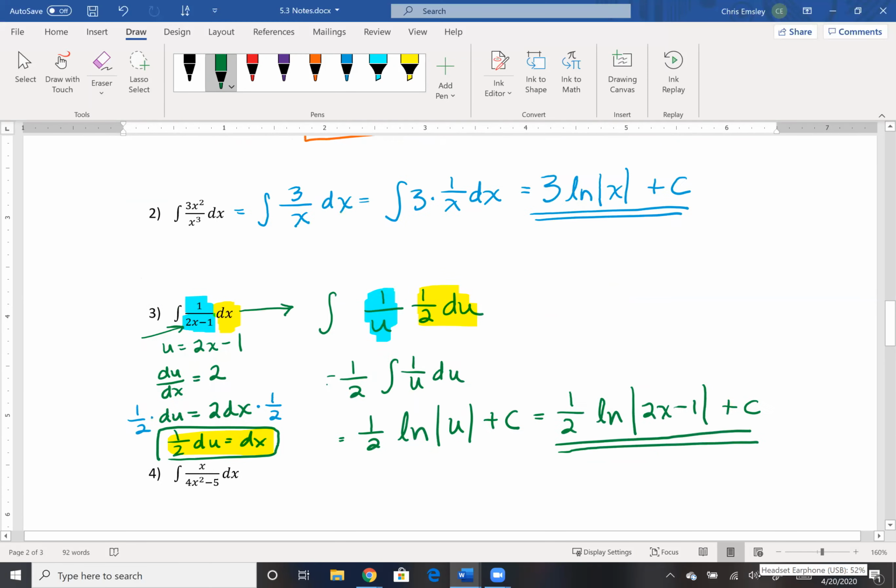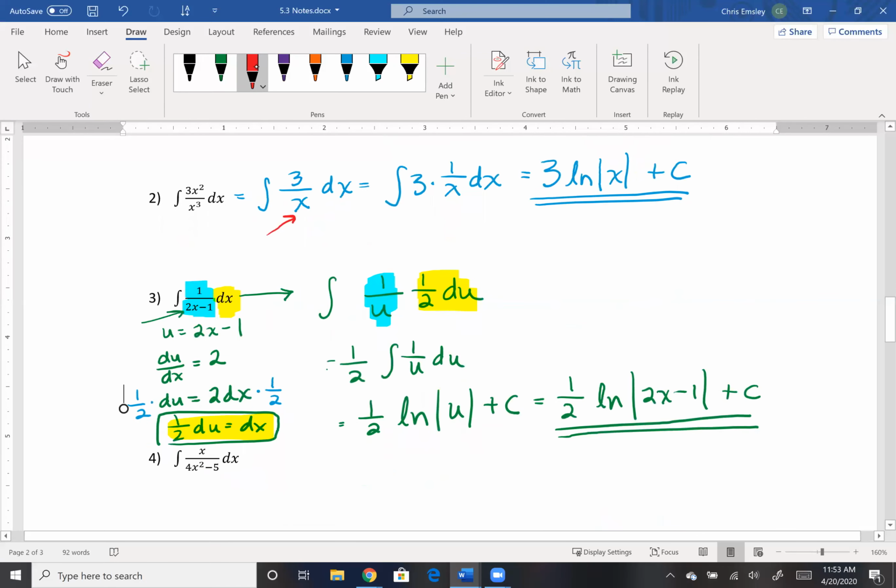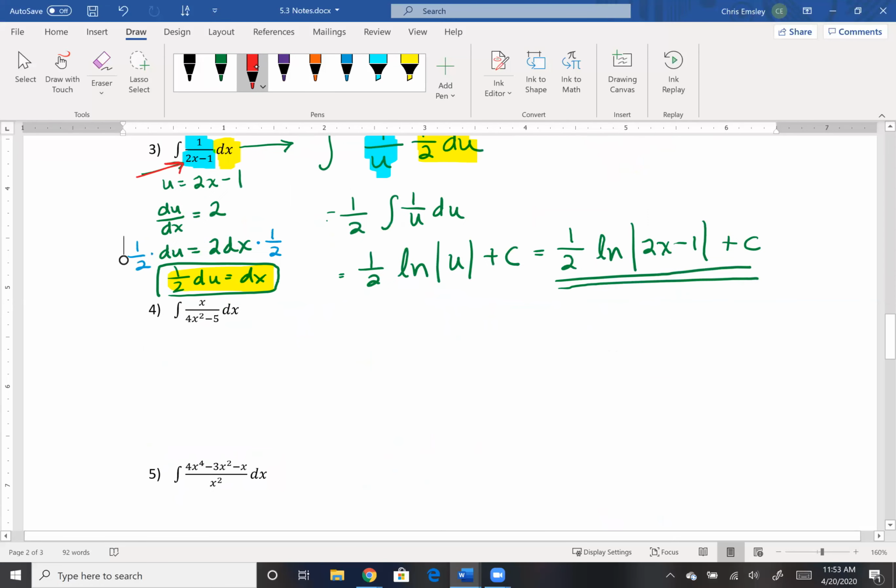Right, because on number 1 and number 2, we had just a plain old x in the denominator. It was not a function of x. It was just x by itself. It's equivalent to when you need the chain rule in derivatives. If it's just the rule by itself, you don't need any substitution. But here, we had not just an x in the denominator, but a 2x minus 1. So that's when we need the u equals. Here's another one where we're going to need u, number 4.